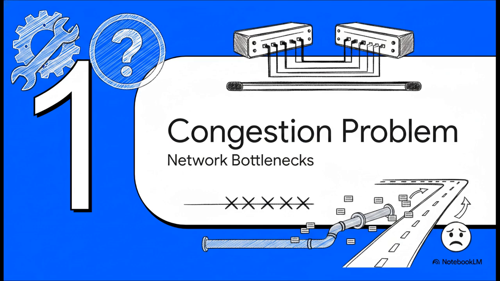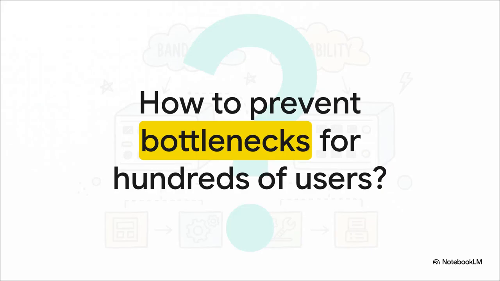Section 1. The network congestion problem. You know, practically every great technology out there was invented to solve a specific painful problem. And in our world of networking, one of the most painful issues you can face is congestion. So let's set up a design scenario that honestly might hit a little too close to home for some of you. I really want you to think about this central question for a second. How do we actually prevent bottlenecks when hundreds of users connect all at the exact same time?